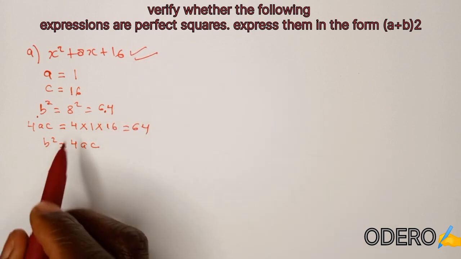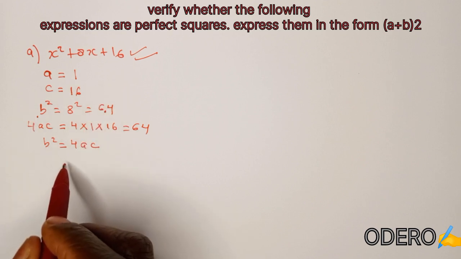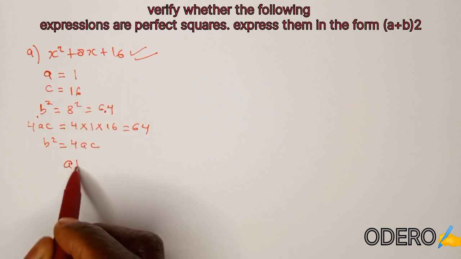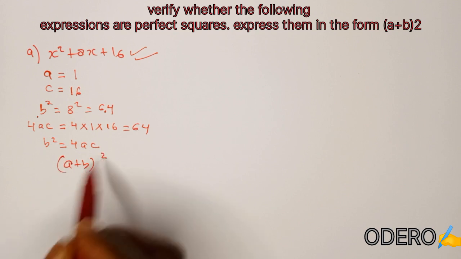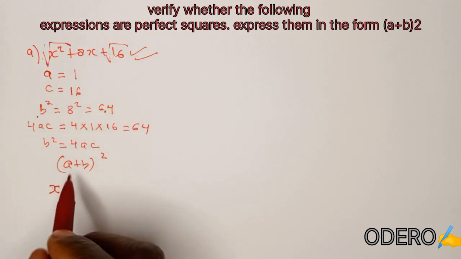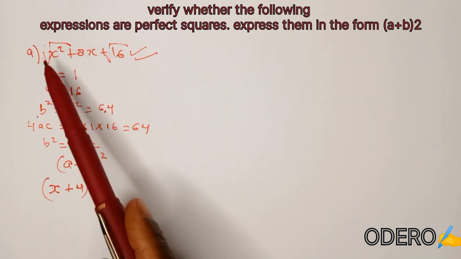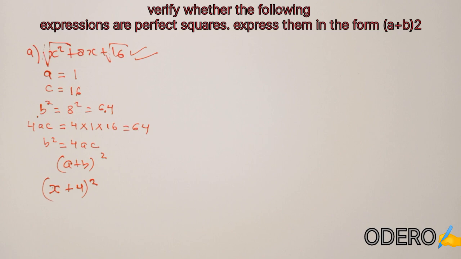So we have been told to express this expression as a plus b, squared. So x plus 4, squared, and that is the answer. If you factorize this expression, this is what you are supposed to get.